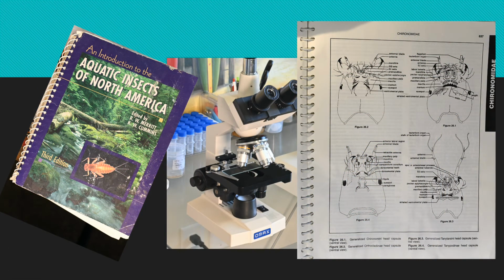Taxa were identified using Merritt and Cummins. Midge, or chironomid larvae, were identified to Chironomini, Tanytarsini, Orthocladiinae, or Tanypodinae. Midge larvae were by far the most abundant benthic taxon in the wetlands.